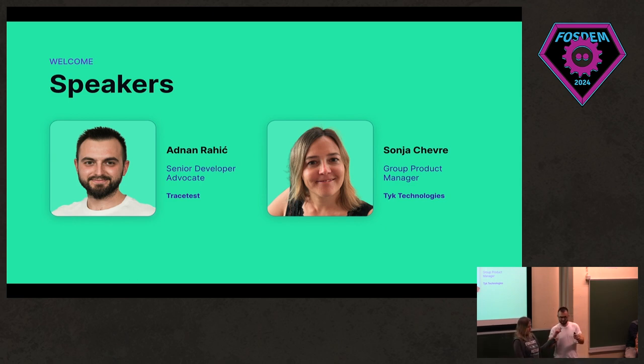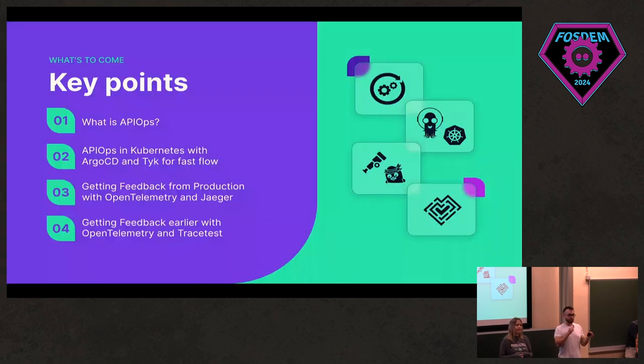Yes. Cool. Just a quick rundown of the agenda for today. We have four main topics for the agenda today. First and foremost, we're going to talk about API ops, what it is, how you can get started. And then from there, we're going to take a closer look into how to do API ops hands-on. So we're going to start with the Kubernetes cluster. We'll walk you through how to use ArgoCD and Tyke for your API gateway, and basically just enable very fast flows and very fast deployments and release cycles within your APIs.